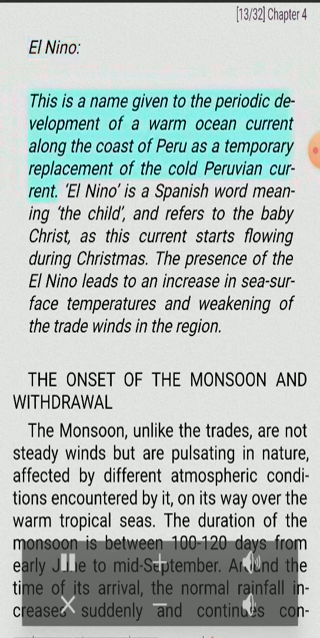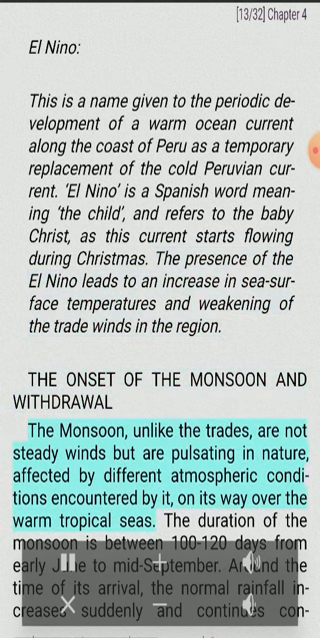El Niño. This is a name given to the periodic development of a warm ocean current along the coast of Peru as a temporary replacement of the cold Peruvian current. El Niño is a Spanish word meaning the child and refers to the baby Christ, as this current starts flowing during Christmas. The presence of El Niño leads to an increase in sea surface temperatures and weakening of the trade winds in the region.